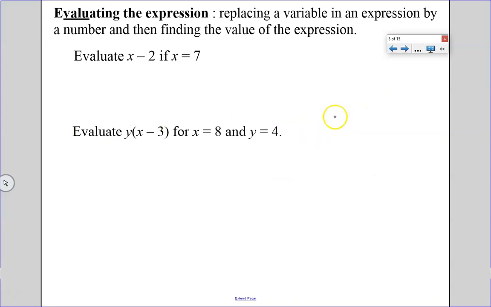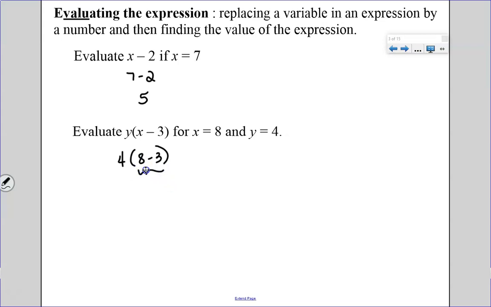Now, some things that you can do with expressions. You can evaluate an expression. Notice the root word has the word value in it, which is telling you what to do. You want to put the values in for the variables. For example, this one says x minus 2 if x is equal to 7. So I'm going to put a 7 in for the x. So 7 minus 2, and 7 minus 2 would be equal to 5. In this second one, we're going to replace the y with a 4, and we'll replace the x with an 8. And then we're going to simplify this according to the rules of operation.